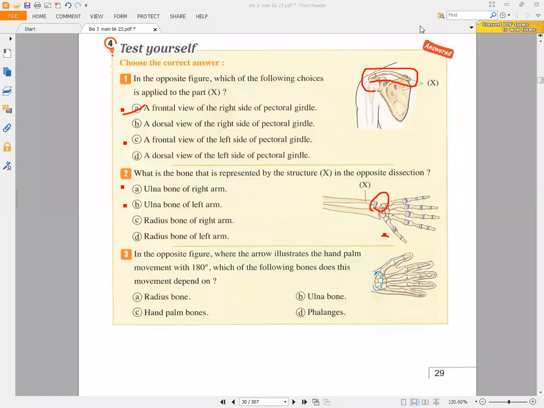And also, we say that we will have the anatomical position. So here we will have the right arm or the left arm. Here we will have the right arm, so the true answer here will be A, the right arm. After that, in the opposite figure, where the arrow illustrates the hand palm movement of 180 degrees, which of the following bones does this movement depend on? If you look here, you will find that the radius is the most important bone that will help in the movement of the wrist.